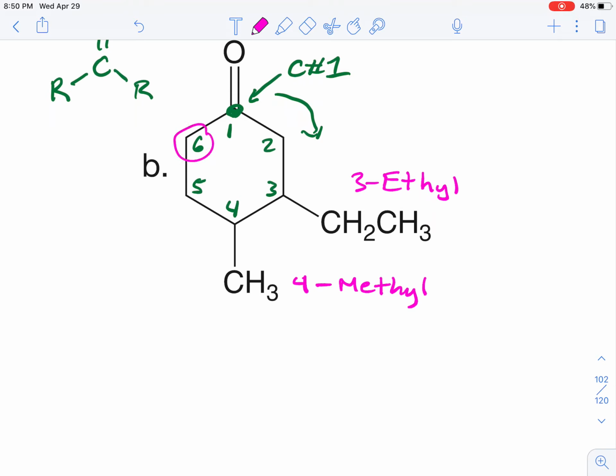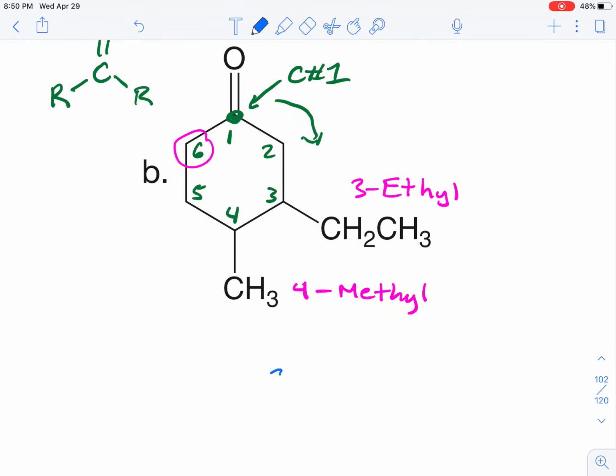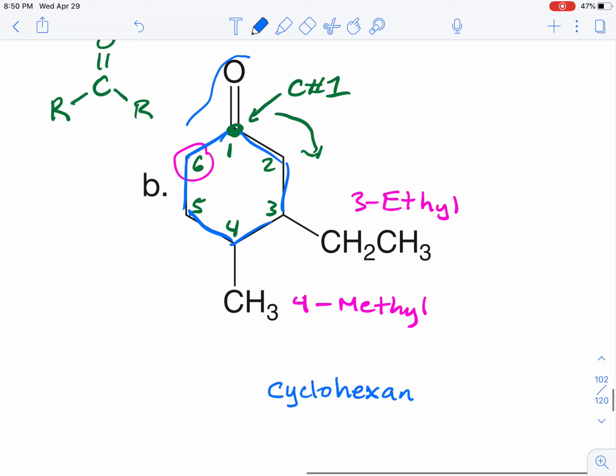And since I have a 6-carbon cyclic ring, I'm going to go ahead and name my parent chain starting with the word cyclo. And so since it's 6 carbons, it's cyclohex. And since the ring itself is all single bonds, this is going to be cyclohexane. But I can't say ane because I have a ketone.